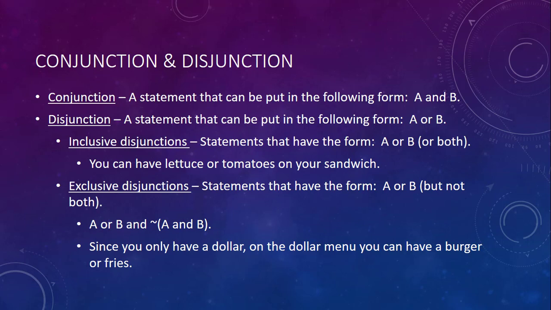If you want to think about it in a more formal way, it could read as A is the case or B is the case, and with a tilde there, it's false that both A and B are true. So, in other words, either A is true or B is true, but not both. That's an exclusive disjunction. Here's an example where an exclusive disjunction is in use. Someone might say this: since you only have $1, on the dollar menu you can have a burger or fries. In this case, you cannot have both a burger and fries because you don't have enough money for it, but you can only have one or the other, but not both.